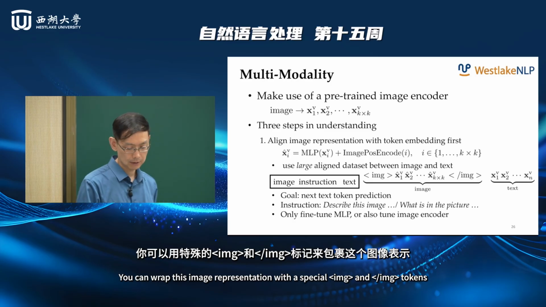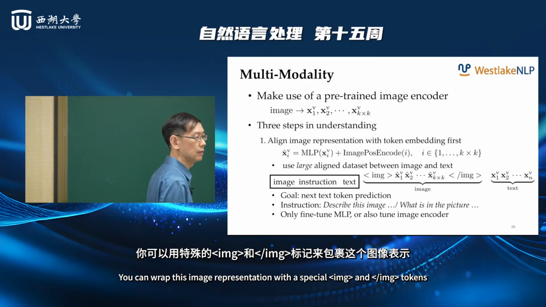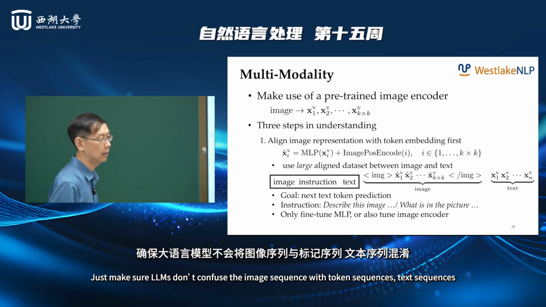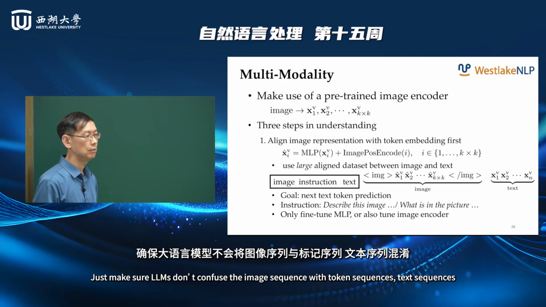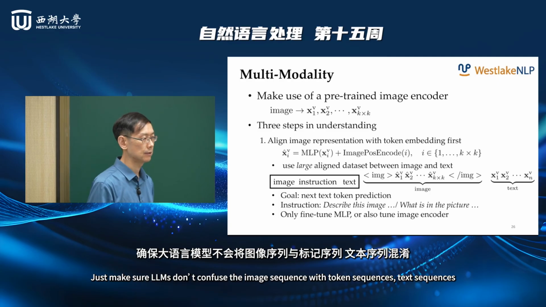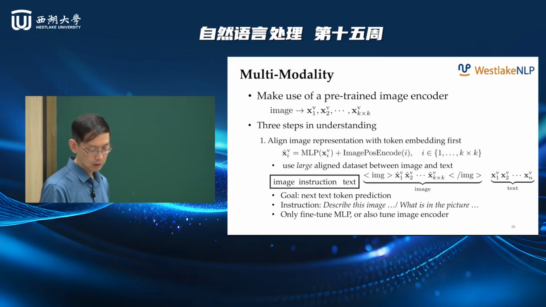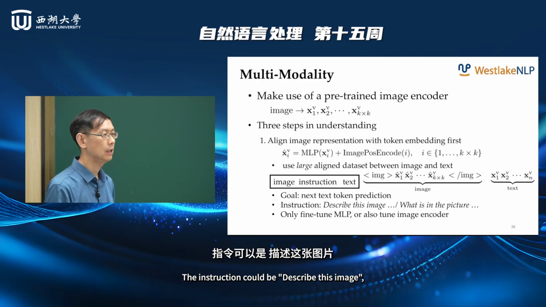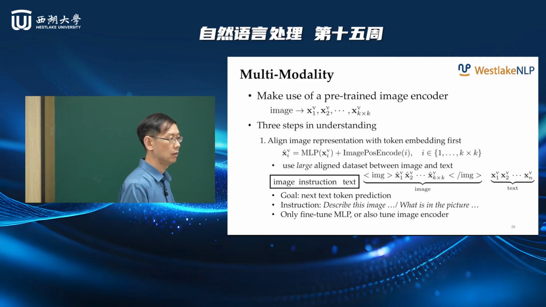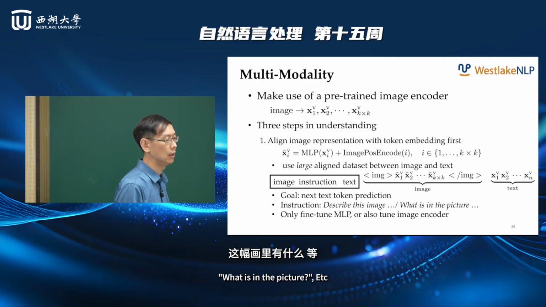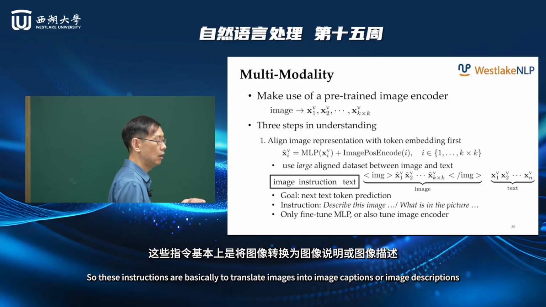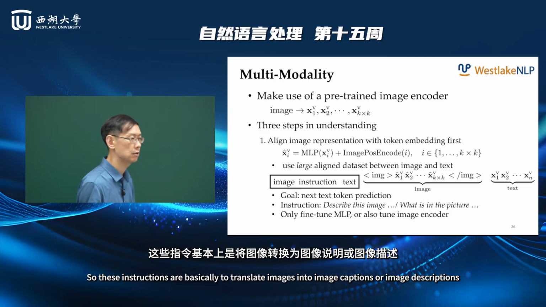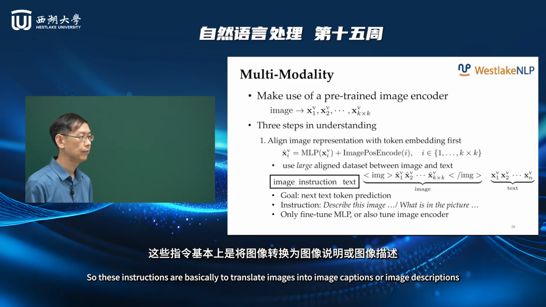You can wrap this image representation with special image and /image tokens, just to make sure LLMs don't confuse the image sequence with token sequences, text sequences. And then what is the instruction? The instruction could be describe the image, or what is in the picture, etc. So these instructions are basically to translate an image into image captions or image descriptions.